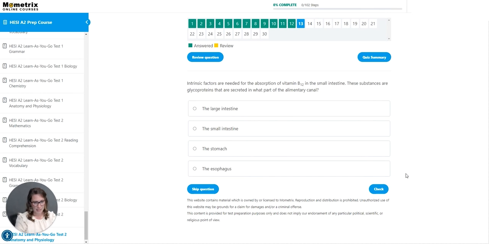Question number 13. Intrinsic factors are needed for the absorption of vitamin B12 in the small intestine. These substances are glycoproteins that are secreted in which part of the alimentary canal? So we've got our large intestine, the small intestine, the stomach, and the esophagus. And the correct answer for this is the stomach.